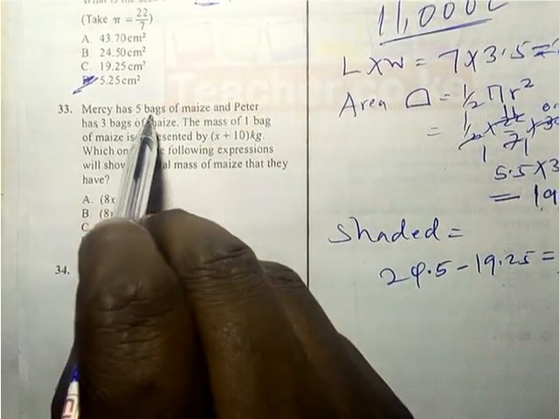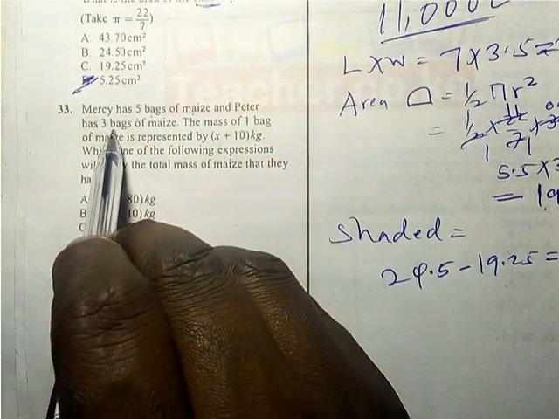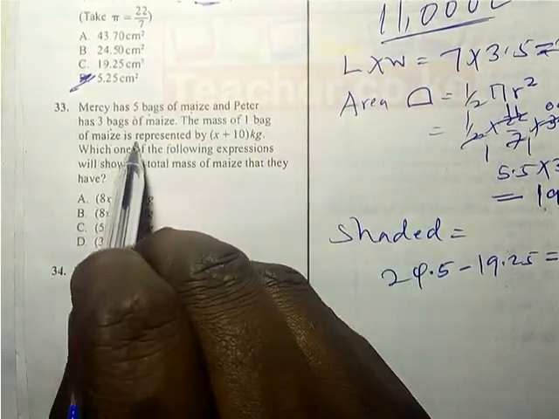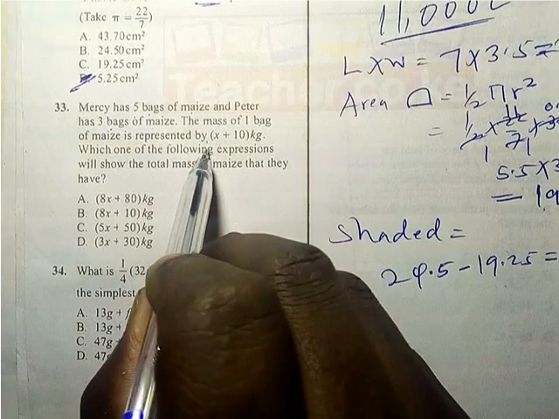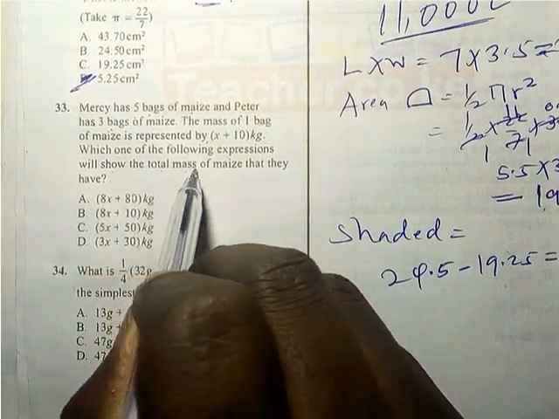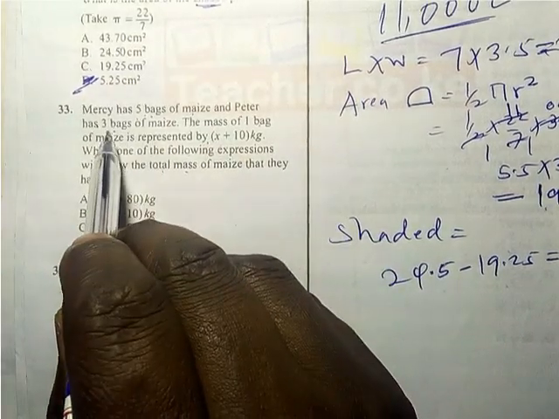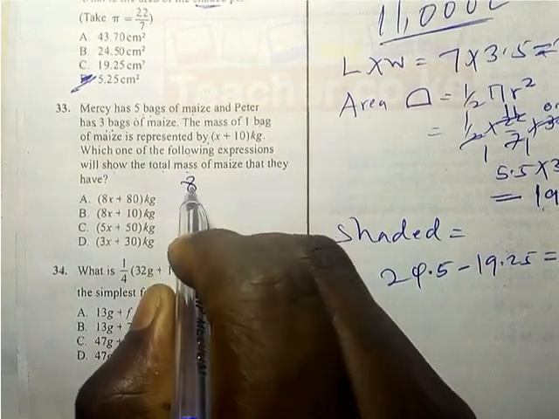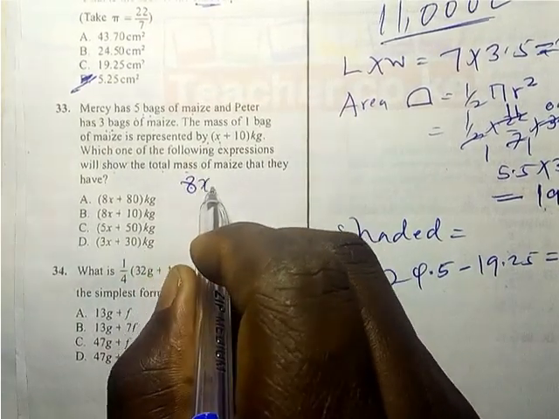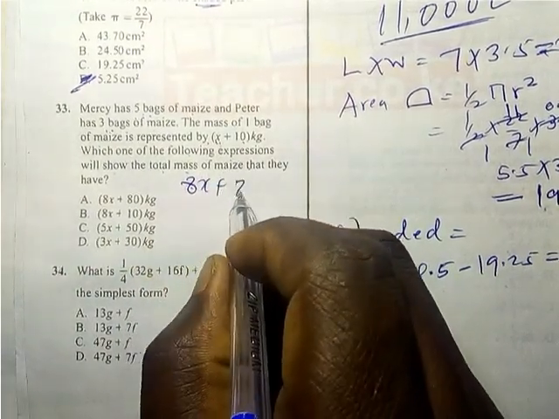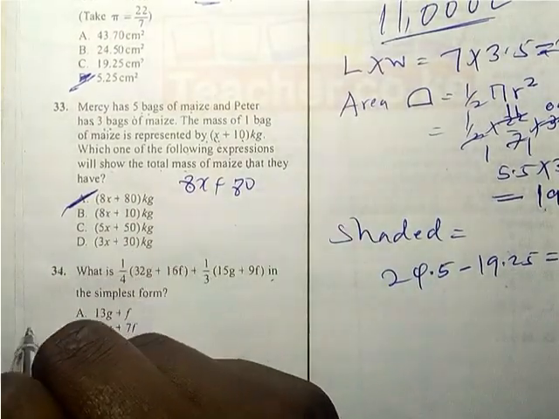Mercy had 5 bags of maize and Peter had 3. The mass of one bag is this. Which of the following expressions will show the total mass? So 5 plus 3, 8. 8 times this, 8x, plus 8 times 10 is 80. So this is the expression for the total.